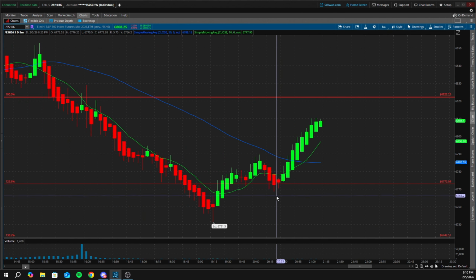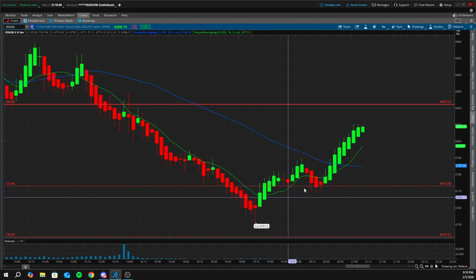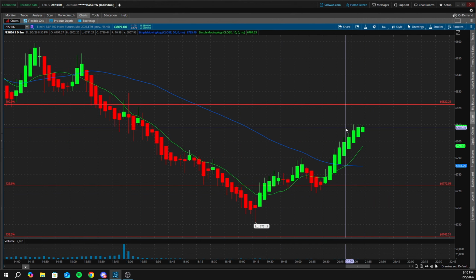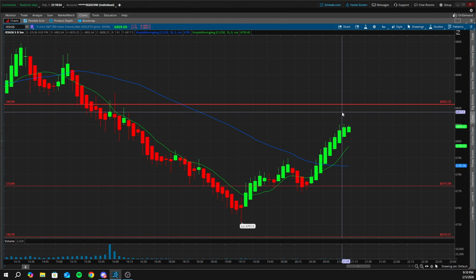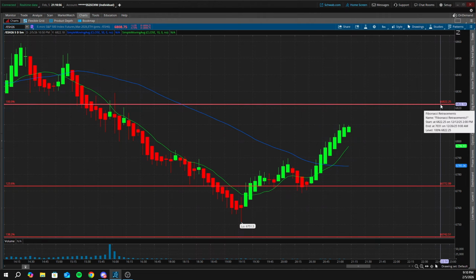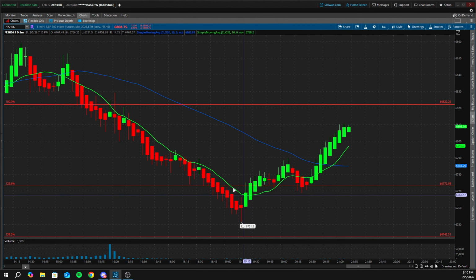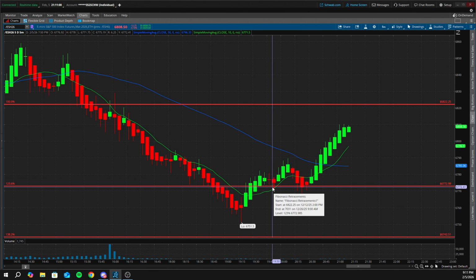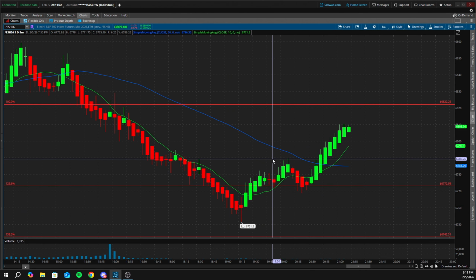Over 200 points. I ended up trimming some of my position just now. It's literally up, I think, 200 points. So yeah, riding this overnight. Probably going to trim another contract at this 68.22 fib, but it was a simple retest right up in here. It was up in an instant, like 100 points in NQ.